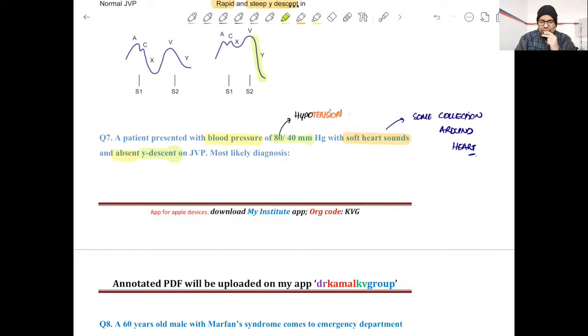So the moment you have these three classical features, I think Mir Bhai has already given us the answer. This is nothing except cardiac tamponade. Clear? So this is cardiac tamponade, and yes, we can take the backstride here.